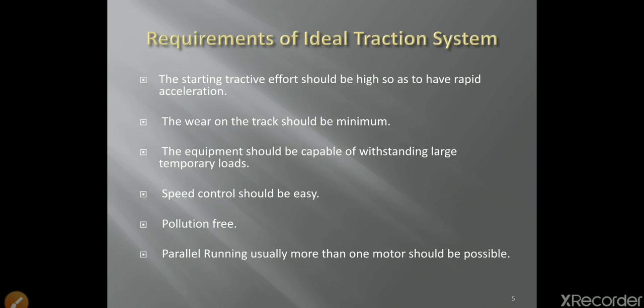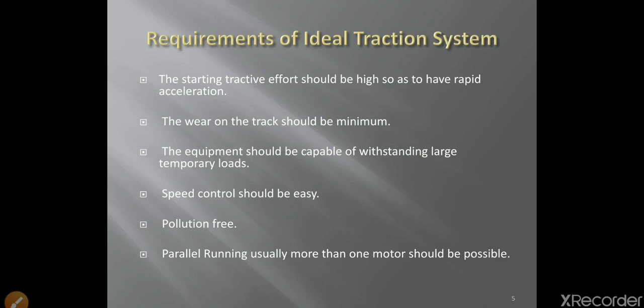Next is the requirements of ideal traction system. It means which requirements it should fulfill before implementing that particular system. So first and one of the most important requirements of the traction system is the starting tractive effort. That means the starting torque which the electric traction develops must be high so as to get rapid acceleration. More the tractive effort at the start, more the acceleration.